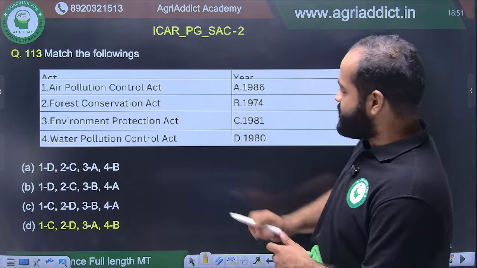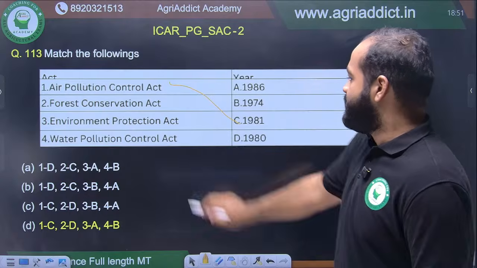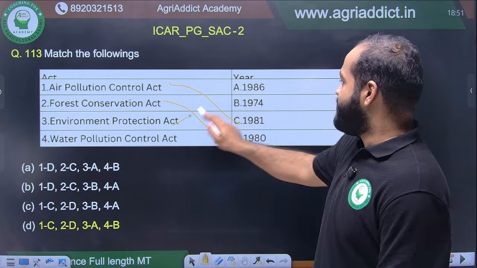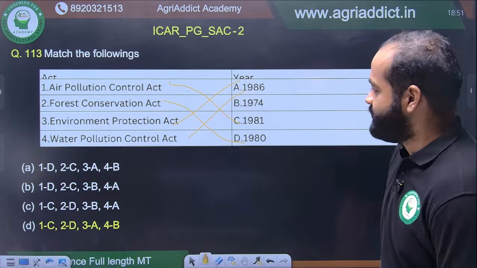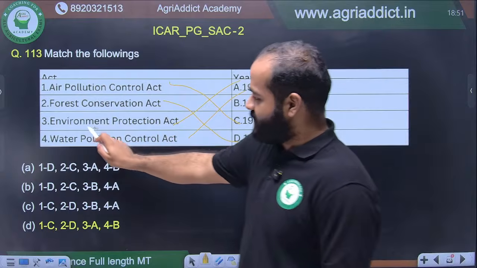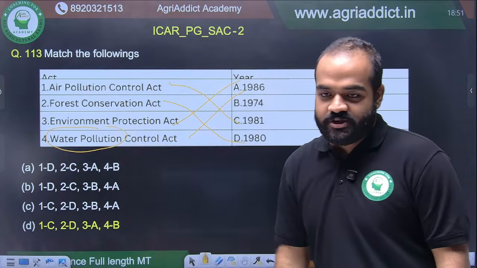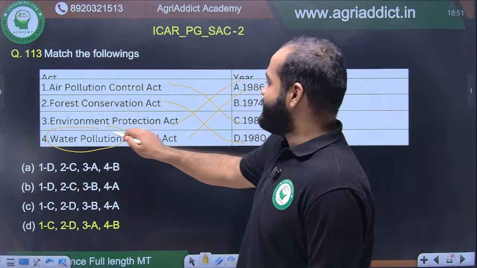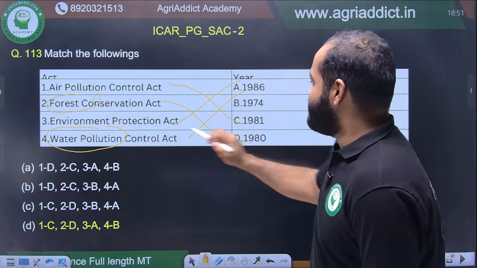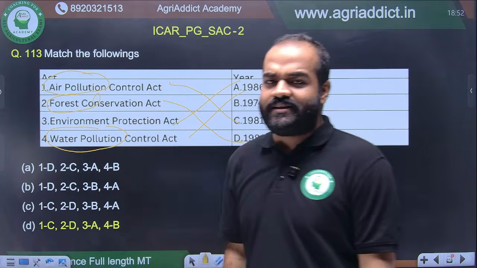So air pollution came in 81, right? Forest came in 80, environment 86, water 74. So water came first. Water was the first one to get the attention of the policymakers. After that came forest 80, and after that came air. Air pollution control is 81, we all know this, right?